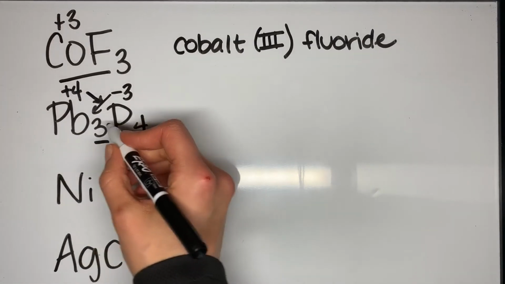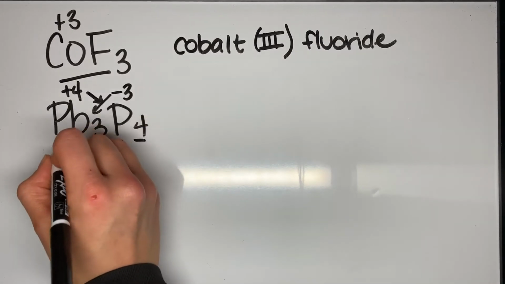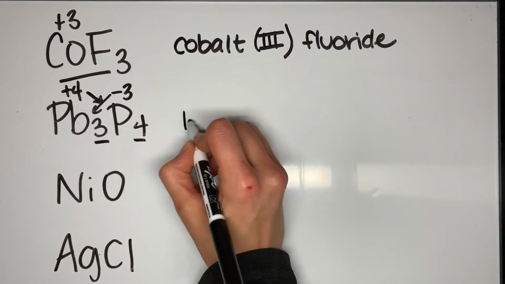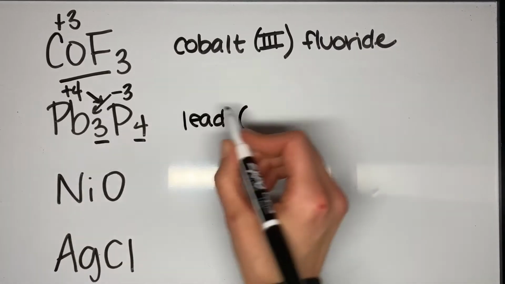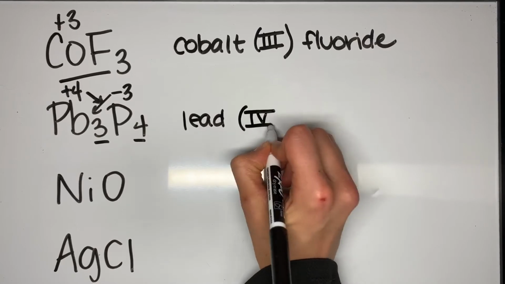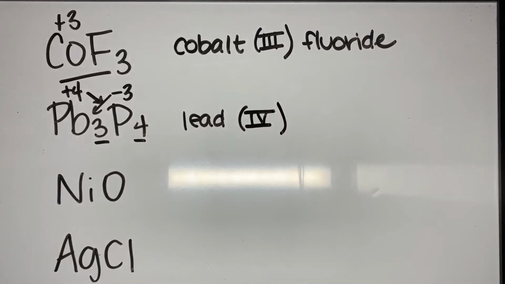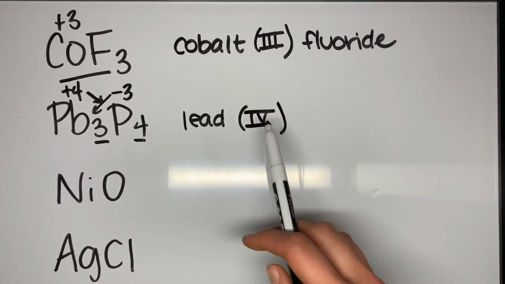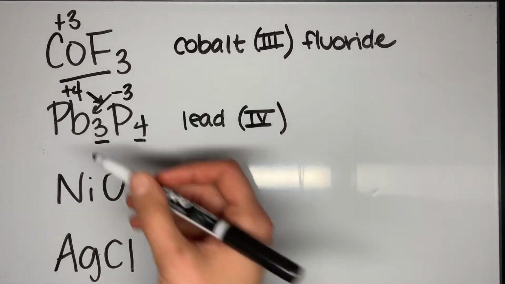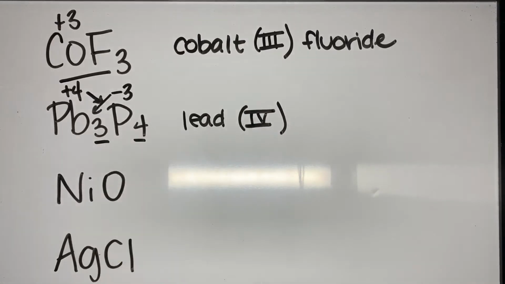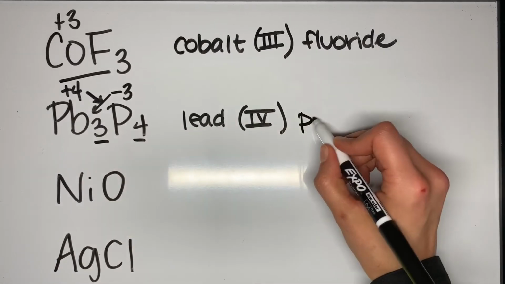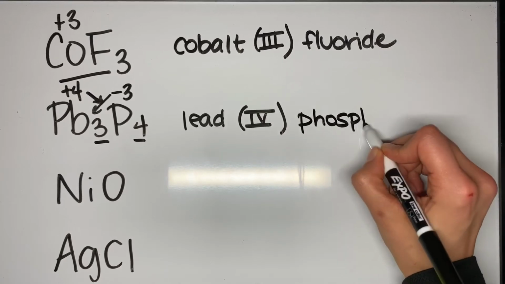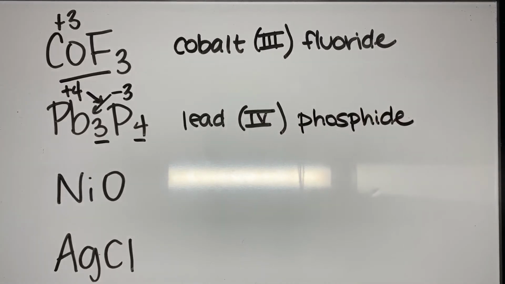Okay, so then when we write the name of this, we're going to put the name of the metal, so Pb is lead. We know that the lead has a +4 charge, so I'm going to put 4 in Roman numerals, telling the viewer, the reader, that lead is a +4, not a +2. And then I'm going to put the name of the nonmetal with the IDE ending, so this becomes phosphide. And that's how you name this compound.